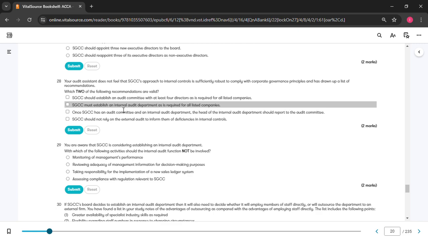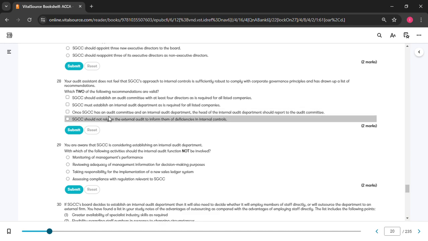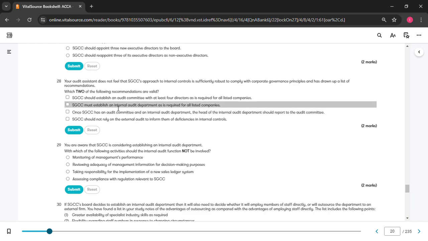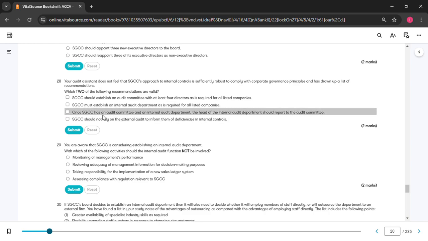SGCC must establish an internal audit department, as is required for all listed companies. Is it? All listed companies must establish one, but we'll see the second and third options. Yes, once SGCC establishes an audit committee and an internal audit department, the head of the internal audit department should report to the audit committee. Number 3. Okay?